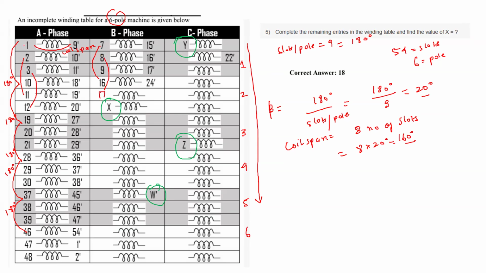So what you do, if you find the first slot like this, 1 plus 9 is giving you 10, then you know that it will be consecutive numbers, so 10 11 12. So here also this will be 16 17 18. Okay, so like this also you can find out.